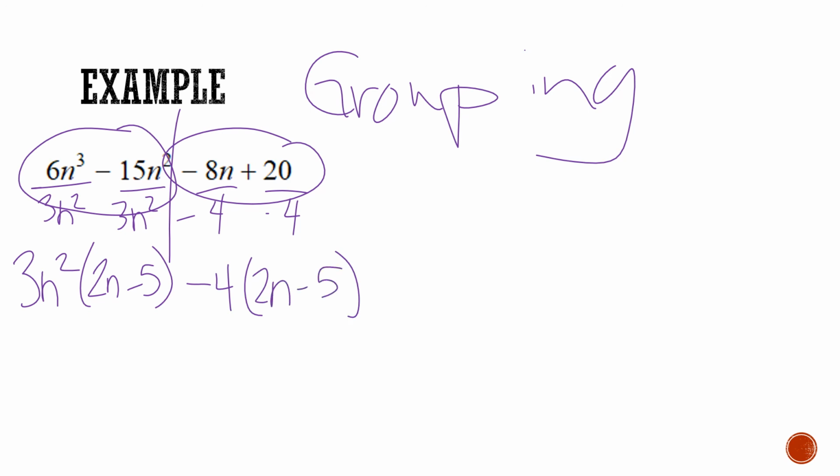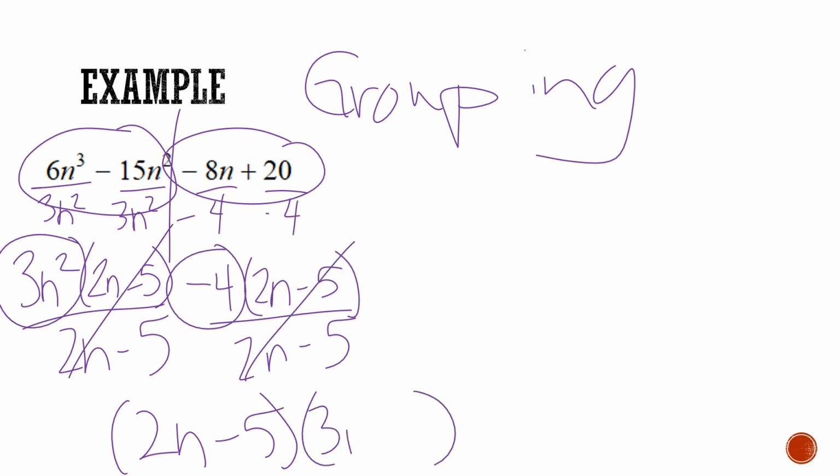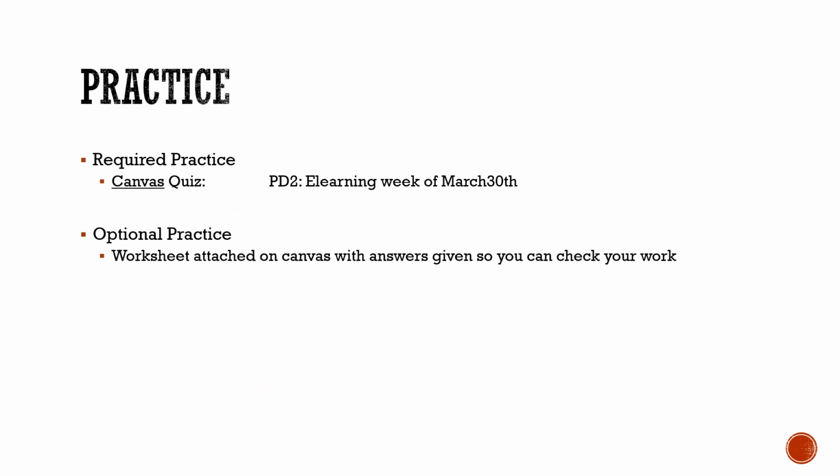And my parentheses do match, so I'm going to divide by that. They have that in common, so I'm factoring out that 2n minus 5. Those cancel, and what's left is that 3n squared minus 4. So 3n squared minus 4. So there is my final answer.